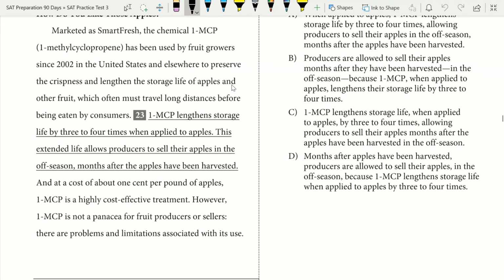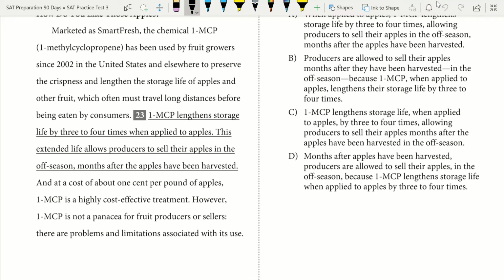Marketed as Smart Fresh, the chemical 1-MCP, 1-methylcyclopropene, has been used by fruit growers since 2002 in the United States and elsewhere to preserve the crispiness and lengthen the storage life of apples and other fruit, which often must travel long distances before being eaten by consumers.